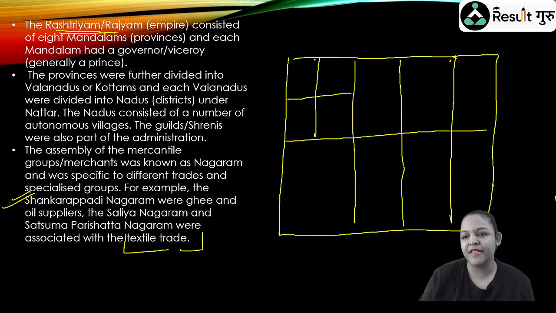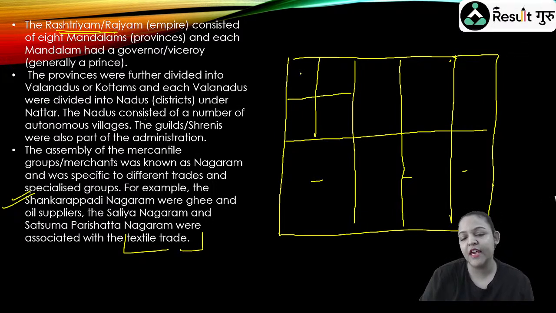So basically, what have we seen? This huge box that I drew was the Rajyam. The 8 squares that I have divided are basically your mandalams. The mandalams are further divided into what? Valanadus or Kottam. And each Valanadu is further divided into Nadu.